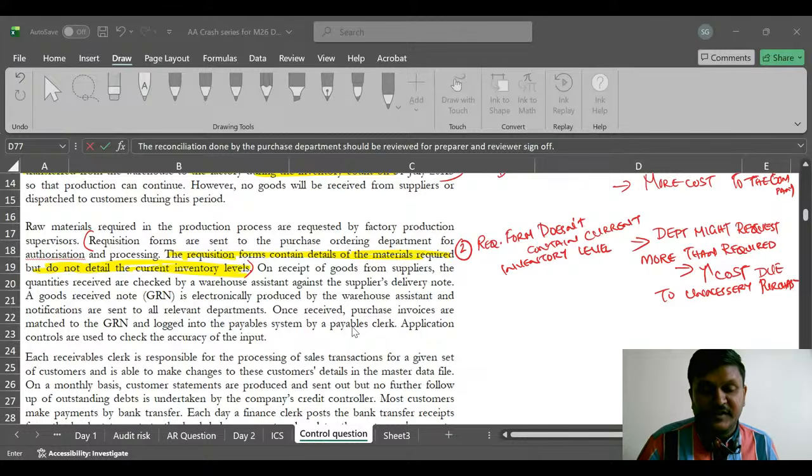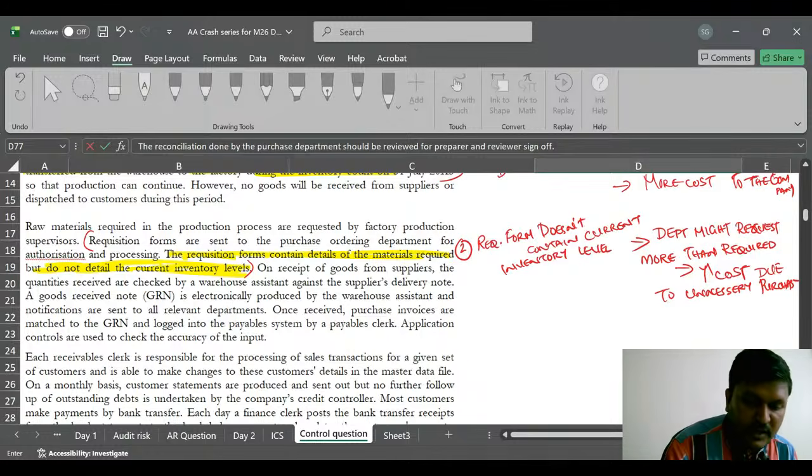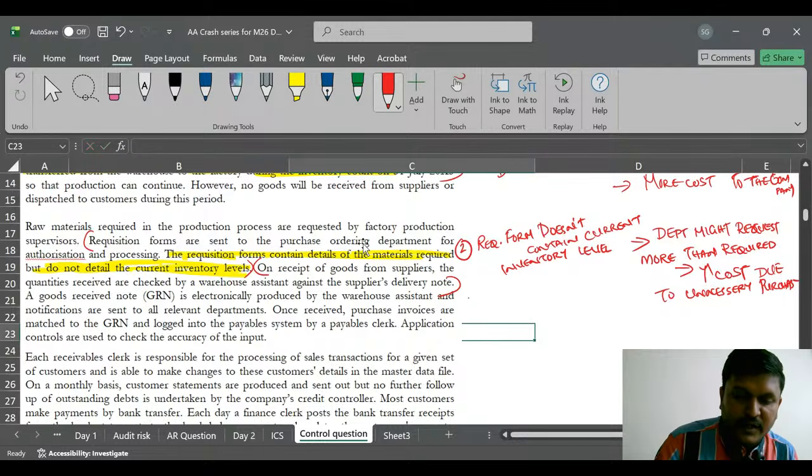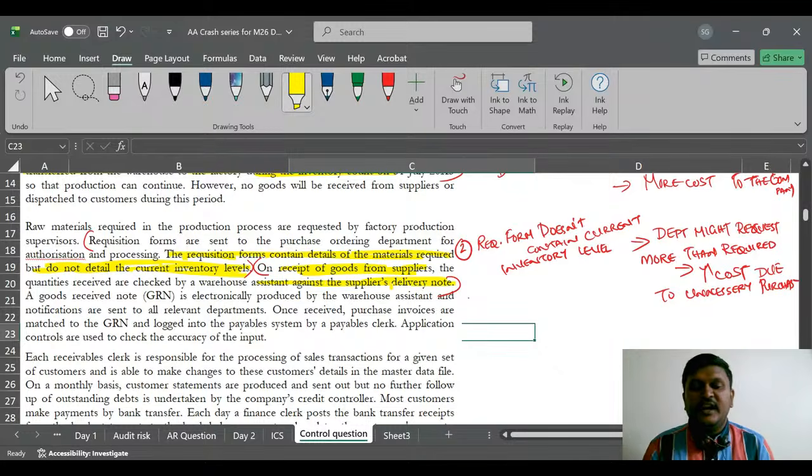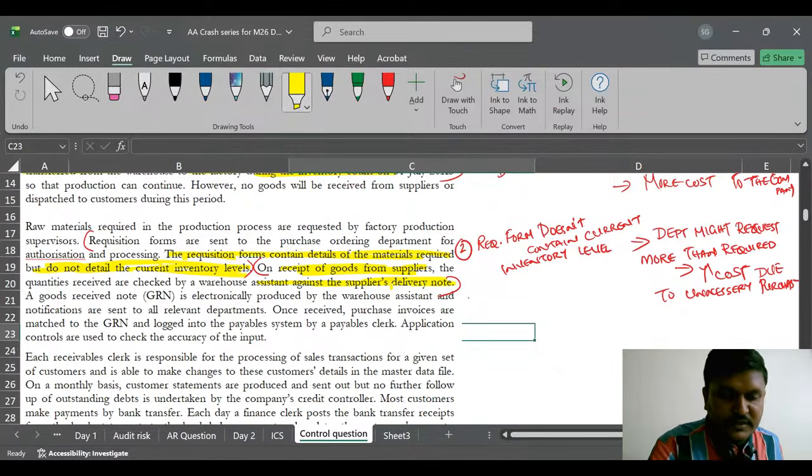So we are not verifying. The deficiency over here, you take that thing. So you will be taking this particular sentence. Okay, identify these things. Why was this a particular problem over here? Because the goods received from the supplier are matched against the supplier's delivery note. Ideally it should be matched against what? Ideally it should be matched against the third thing.